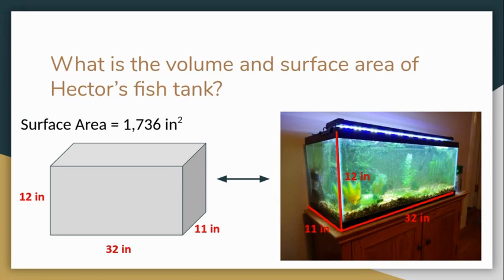Remember, however, that we don't need to include the area of the top of the tank. Let's subtract this from our surface area. The area of the top can be found by multiplying length times width. When we subtract this, the surface area we need to clean is 1,384 square inches.